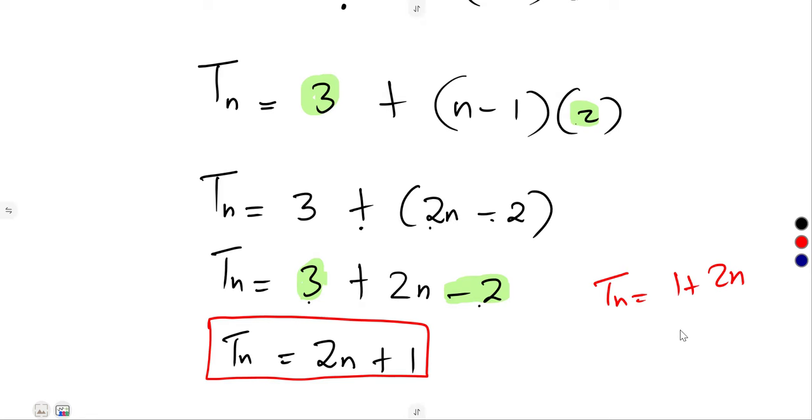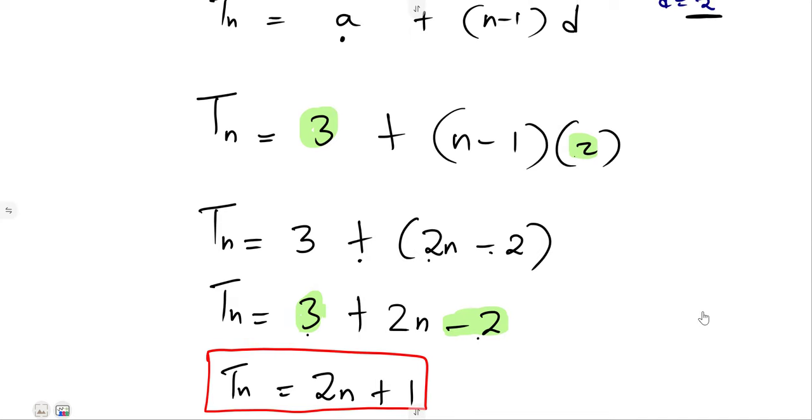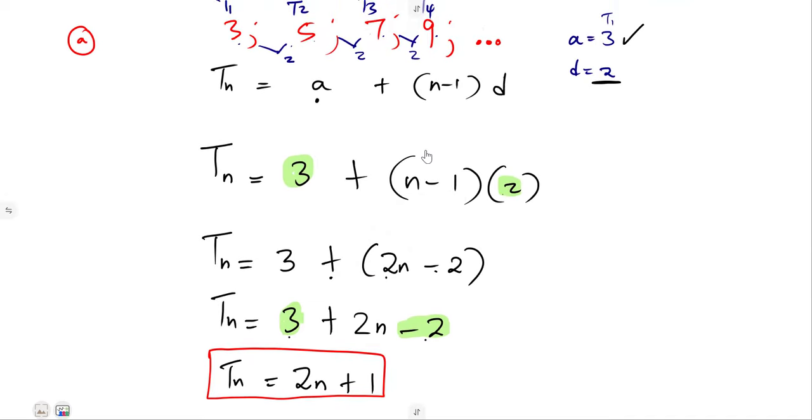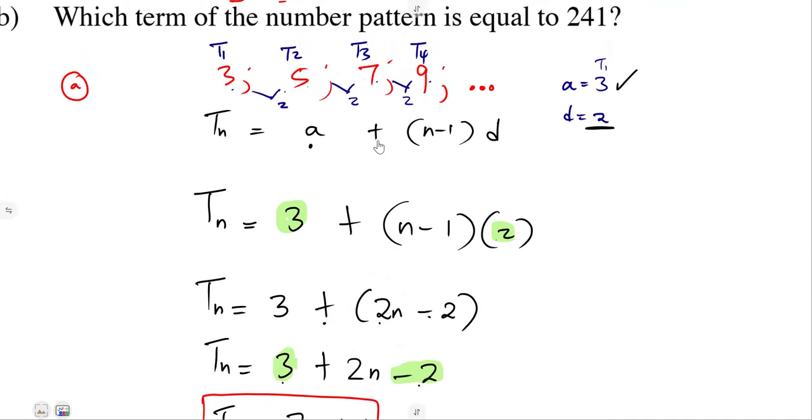2n plus 1 is just one and the same. Remember, A plus B is the same as B plus A. There is no effect. So if I write 2n plus 1 or 1 plus 2n, it's just one and the same thing. I want you guys to get used to this one: A plus n minus 1 into D.